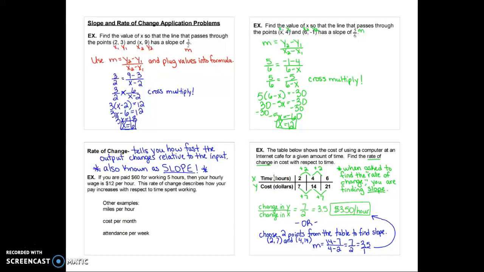Typically with any of these problems, if you're dealing with time of any sort, so whether it's actual hours, minutes, months, or years, your time is always going to be your x values.